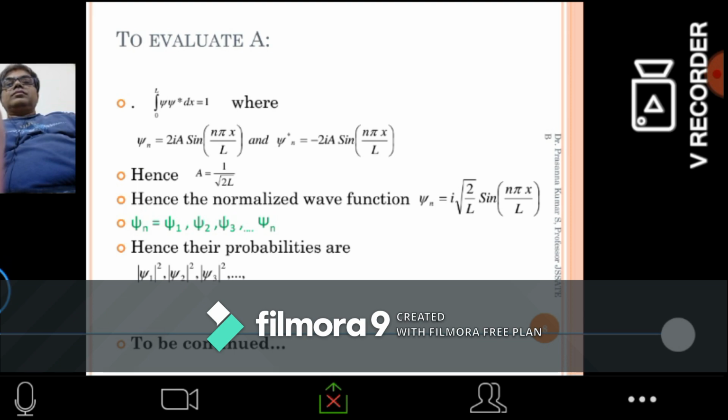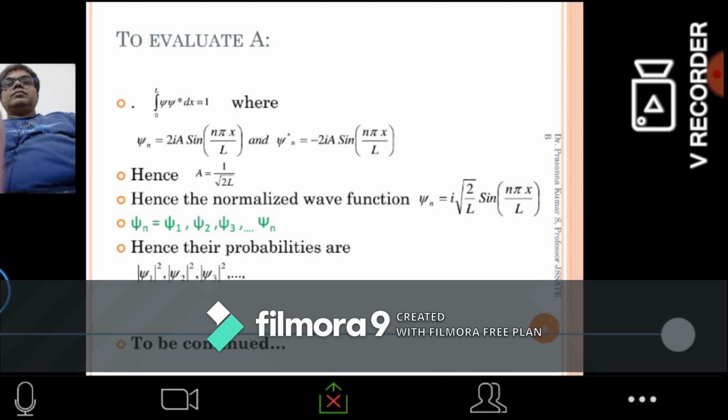You know that if psi is equal to a plus ib, psi star is equal to a minus ib, where i goes to minus i. Then if you take the product of psi into psi star, it is a square plus b square. So it becomes a real quantity. So within the integral, modulus psi square, psi into psi star dx, that is the real quantity. So you take psi n, that is 2ia sin of n pi x by L, and its conjugate, where i goes to minus i. Therefore, psi n star is equal to minus 2ia sin of n pi x by L.